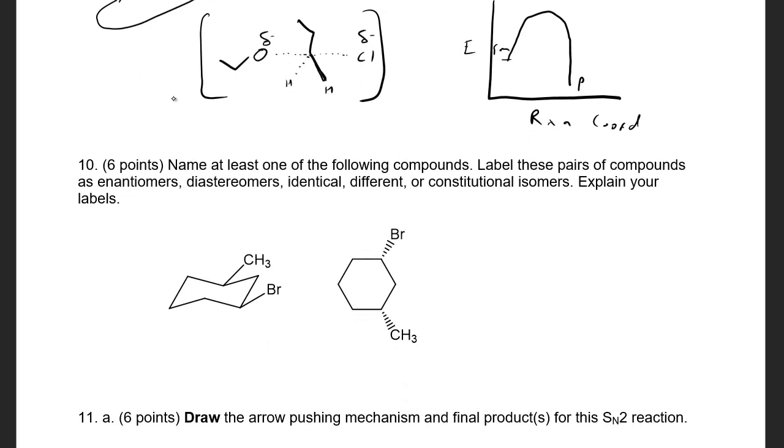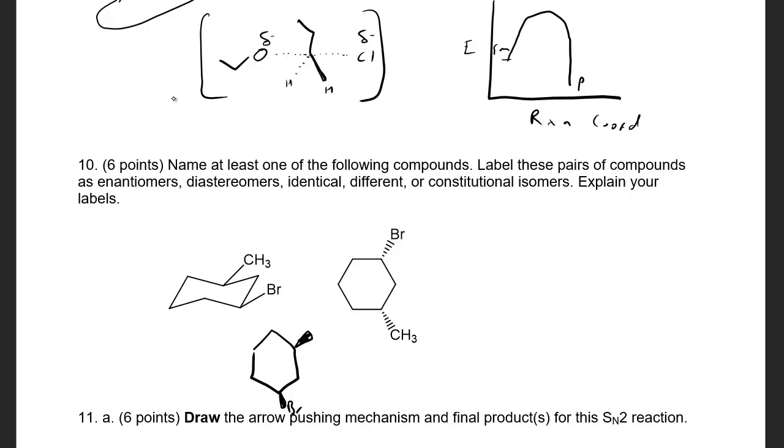All right, name at least one of the following compounds and label these as enantiomers, diastereomers, identical or different. So I'm going to redraw this as a cyclohexane ring because I think it'll be easier to see that. So for that cyclohexane ring, it looks like we have a methyl group in the up position. So on the ring, I'm going to draw that as a wedge. And we have a bromine in the up position. So again, on this ring structure here, I'm going to draw that as a wedge as well. So we have bromine right there.